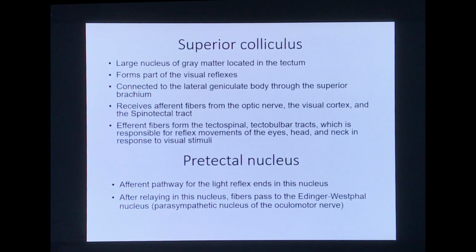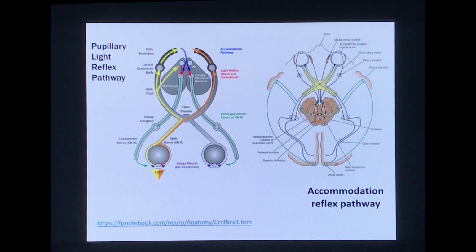Then besides superior colliculus, you also see pretectal nucleus. So this mainly has the afferent pathway for the light reflex, which ends in this nucleus. And from there, after relaying in this nucleus, the fibers pass to the Edinger-Westphal nucleus, which is the parasympathetic nucleus of the oculomotor nerve. So I would like to explain this through a picture over here.